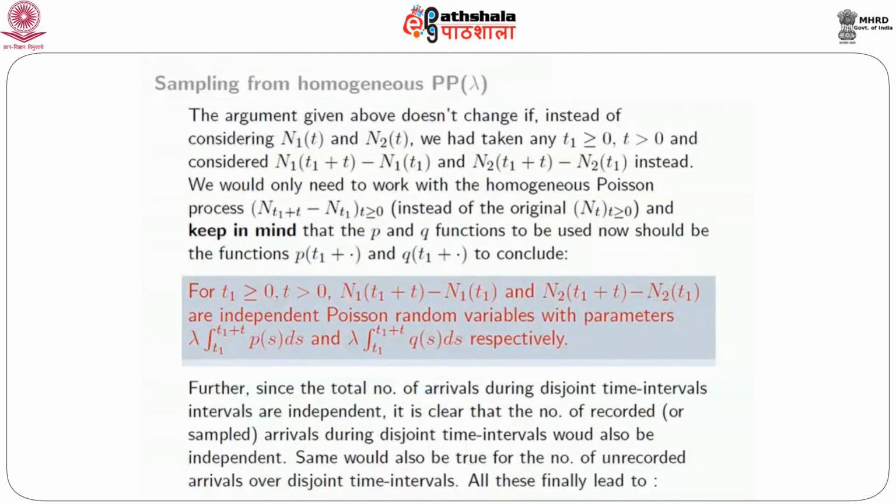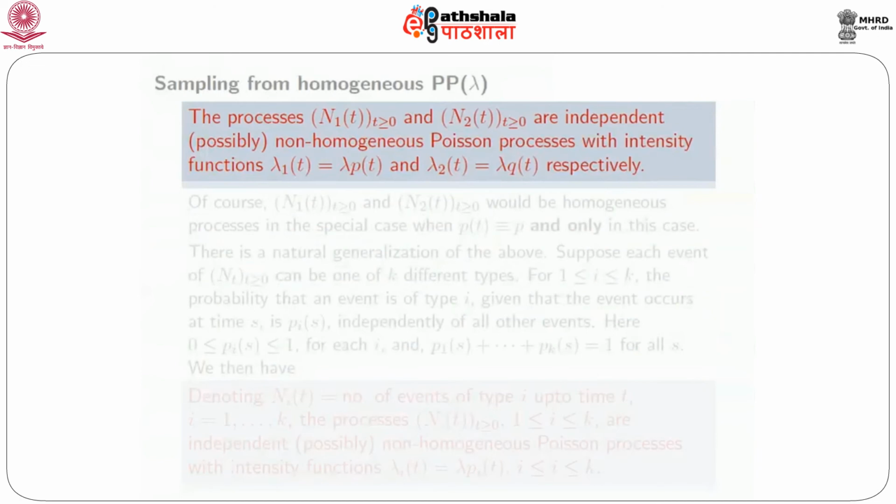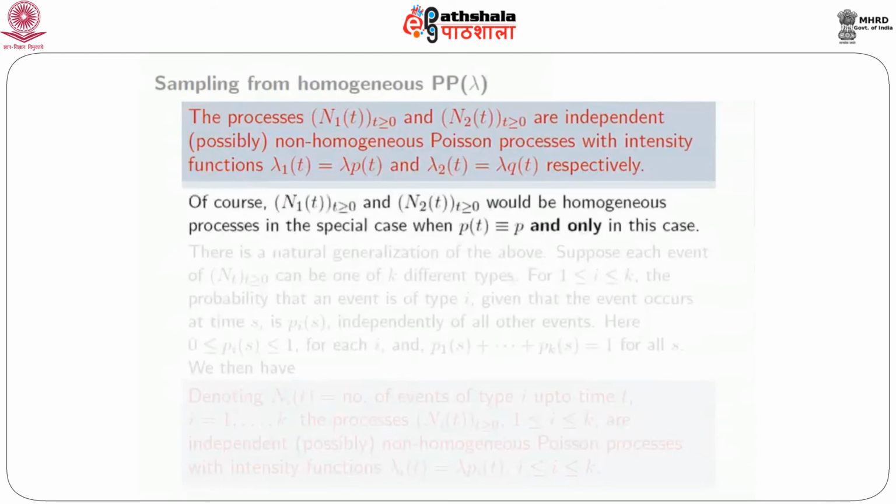All these finally lead to the following result: the process N1(t) and the process N2(t) are independent non-homogeneous Poisson processes with intensity functions lambda1(t) equal to lambda times p(t), and lambda2(t) equal to lambda times q(t), respectively. Of course, N1(t) and N2(t) would be homogeneous processes in the special case when p(t) is identically equal to p, a constant, and only in that case.